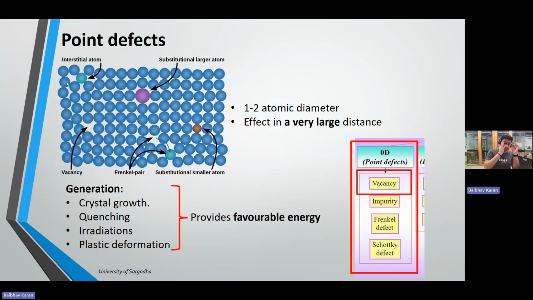For ionic crystals, ionic solids, Frenkel and Schottky defects are observed, which I will be discussing much more as we progress through this lecture.